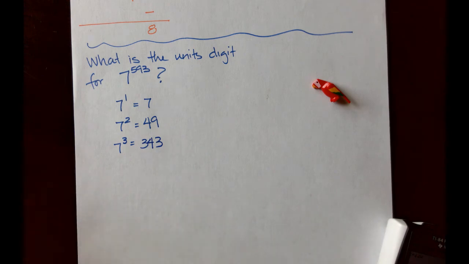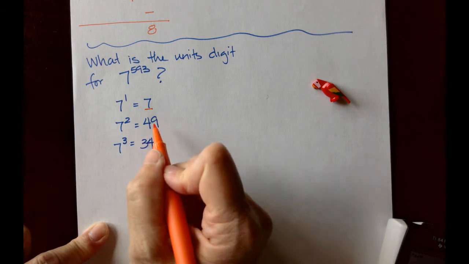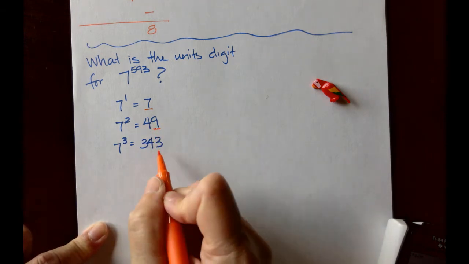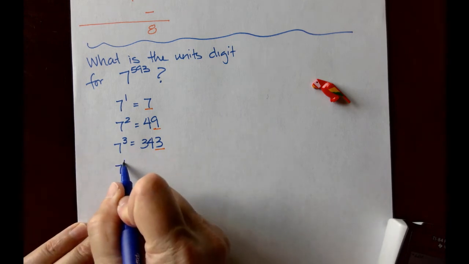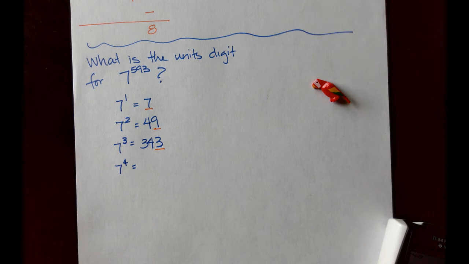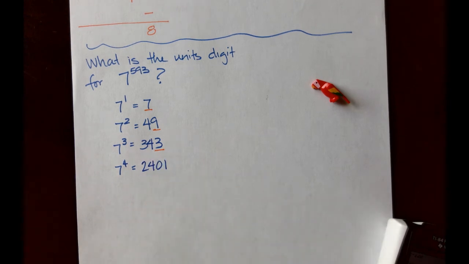And maybe you forgot what we were up to, but we were looking for ones digits, or units digits. So first we had a units digit of 7, and then a units digit of 9, and now we have a units digit of 3. And then we keep going. 7 to the 4th, we will end up at 2,401, and the units digit here is 1. And you might be thinking, oh my, I cannot possibly do this to the 593rd by hand. But just wait, let's see what's going on.